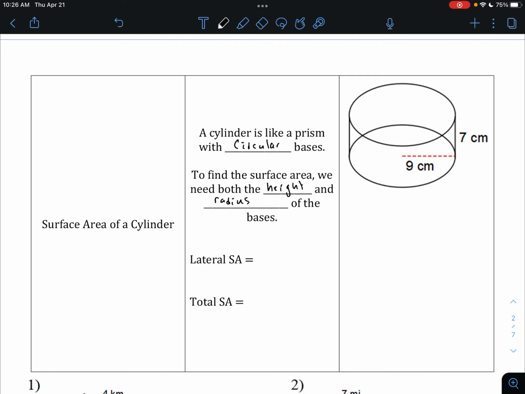So recall that the formula for lateral surface area of a prism was the perimeter times the height. Well, kind of the same thing as perimeter in a circle is called the circumference. So we can do the same thing and just say circumference times the height. Well, the circumference of a circle is 2 pi r. And we still have to multiply by the height, so we put that at the end. So our lateral surface area is 2 pi r height.